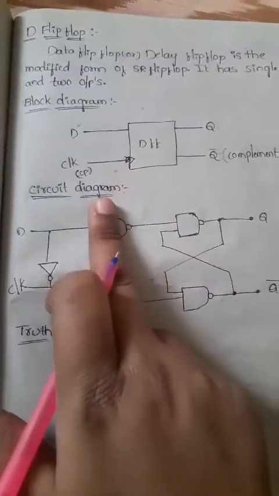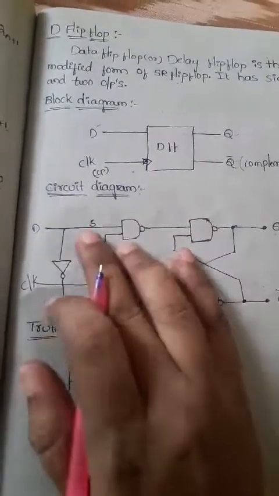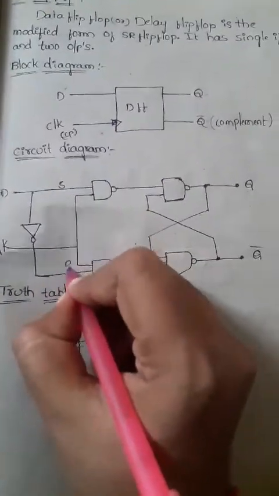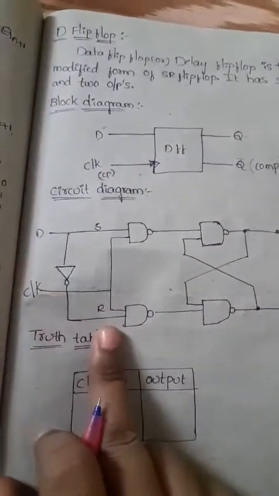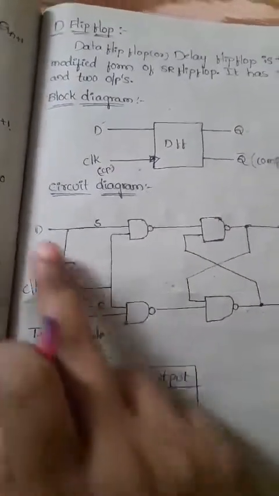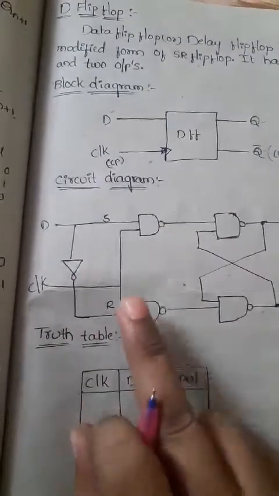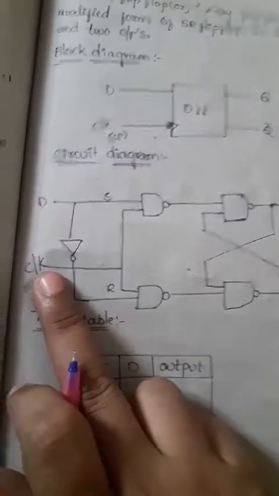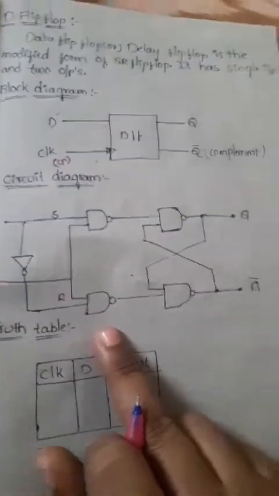Here we have only a single input. That's why the D input is equal to the S input of the first path. And what about the R input? The D input is connected through a NOT gate to the R input. Then automatically this will be equal to S, and this input will be the complement of the R input. We also connect one clock signal to one input of both the NAND gates.